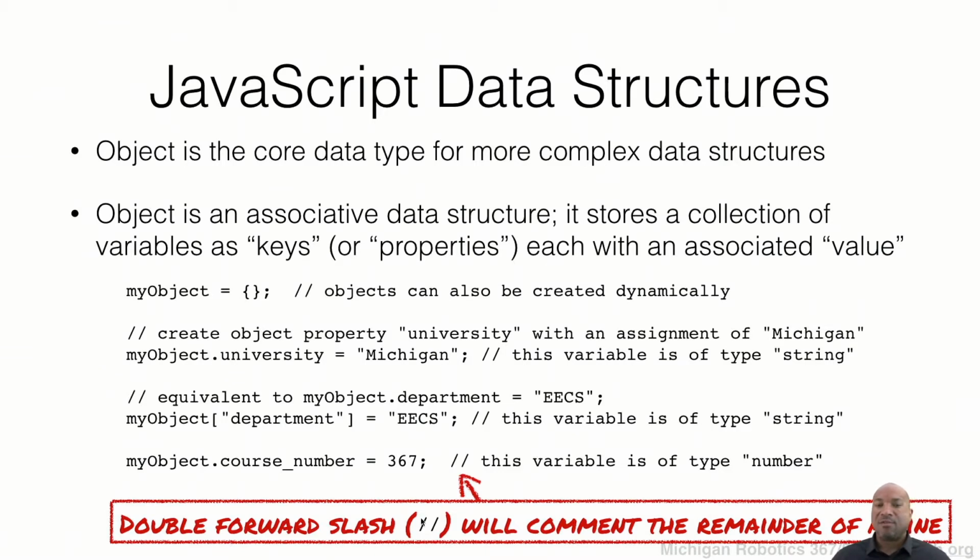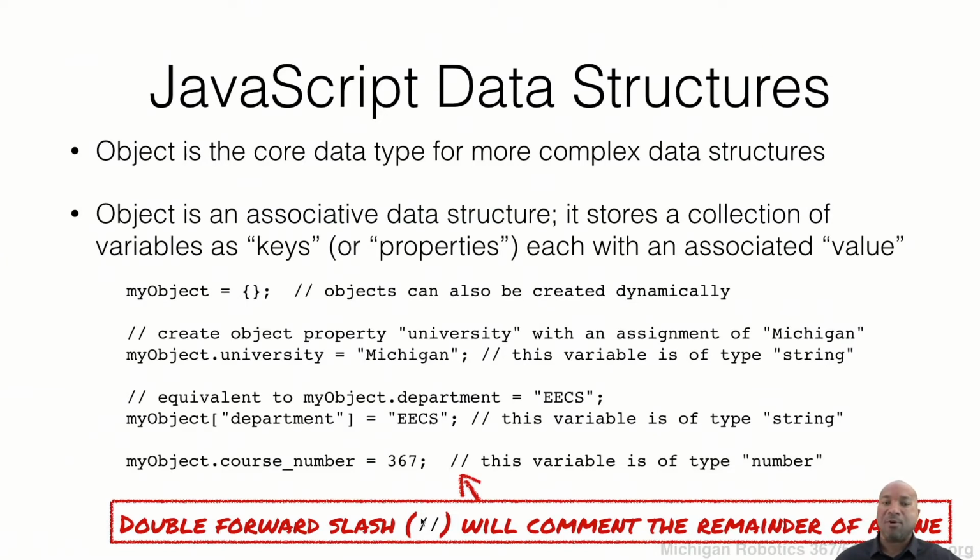Then we can assign into sub-objects, what we call properties, or these keys. We can assign values as if they were any other variable. So if I created my object and then wanted to say .university, I can assign a string to my object .university, and that will equal Michigan. And then I can create another variable inside this data structure, department. I could say my object department is EECS.